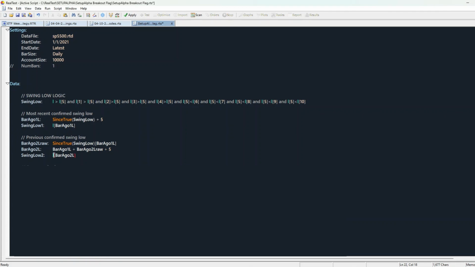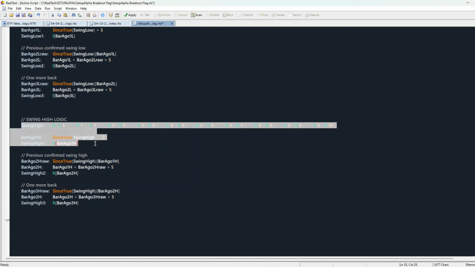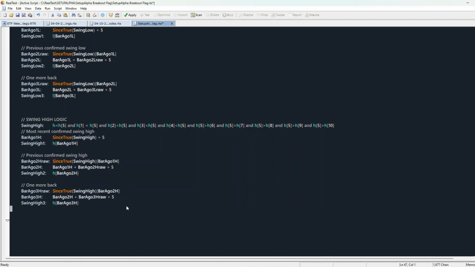Then, we pull the low price at that second swing low. We repeat the same process one more time to find the third swing low. Now we repeat everything for swing highs, which are the highest points before the price falls. This confirms a swing high. These lines work exactly the same way as the swing lows, just for the highs. We find the most recent, second and third swing highs and get their prices.